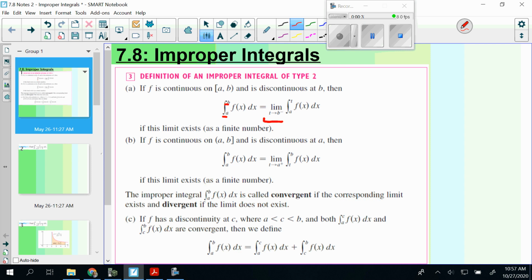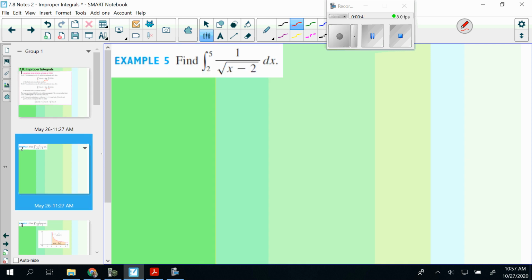So what we're going to do then is, if you have that, we're going to do the limit as you approach from one of the sides towards that number. Or if it is a, then we're going to do the limit as you approach a from one of those sides. So let's try some of those out and see what we get. So first example here, what's the integral of this?